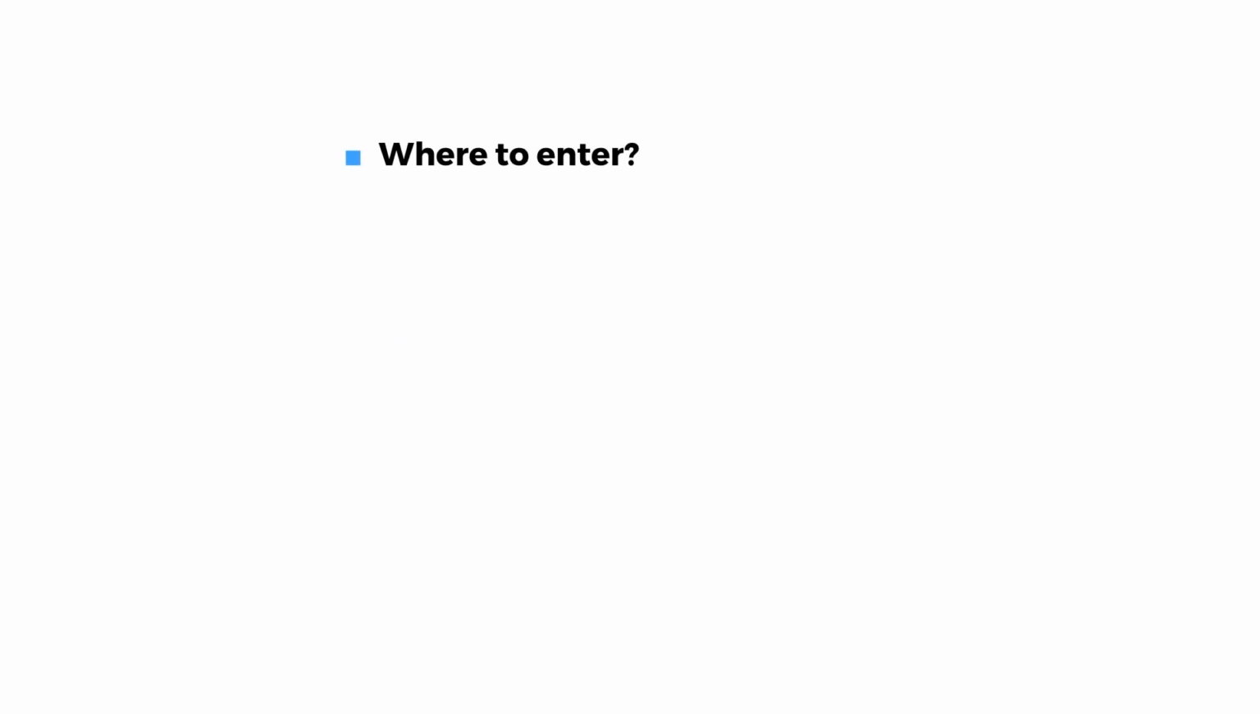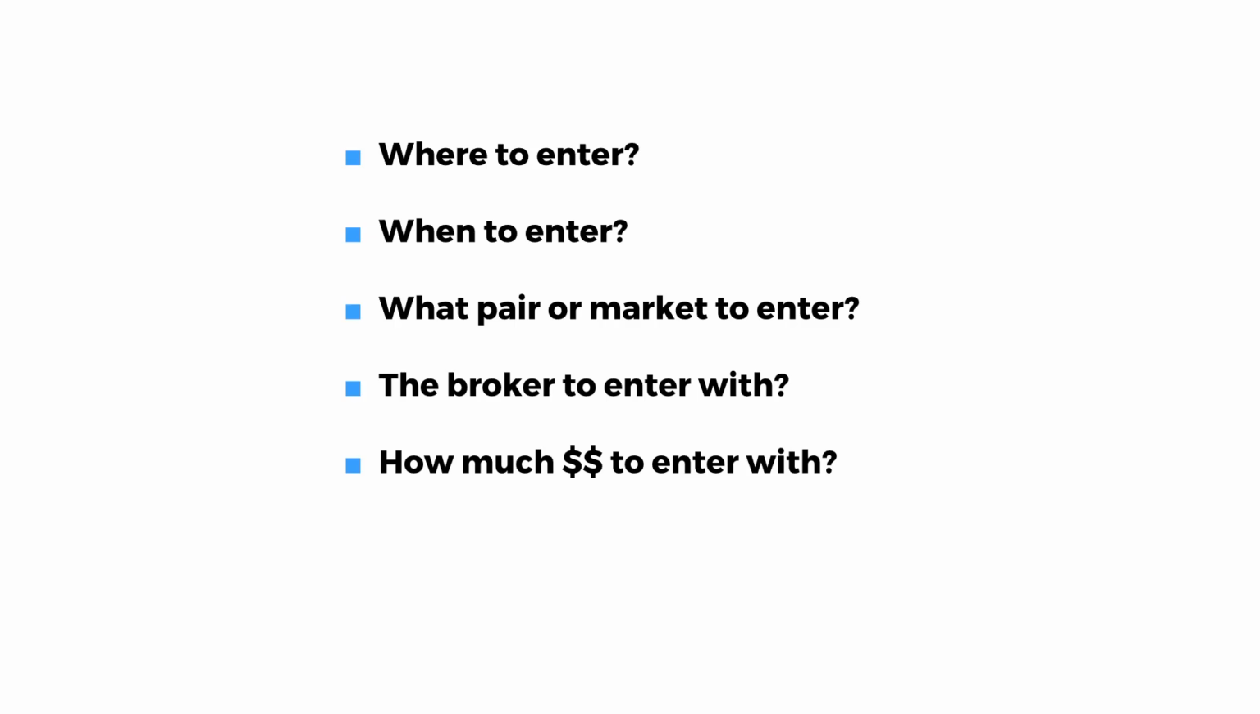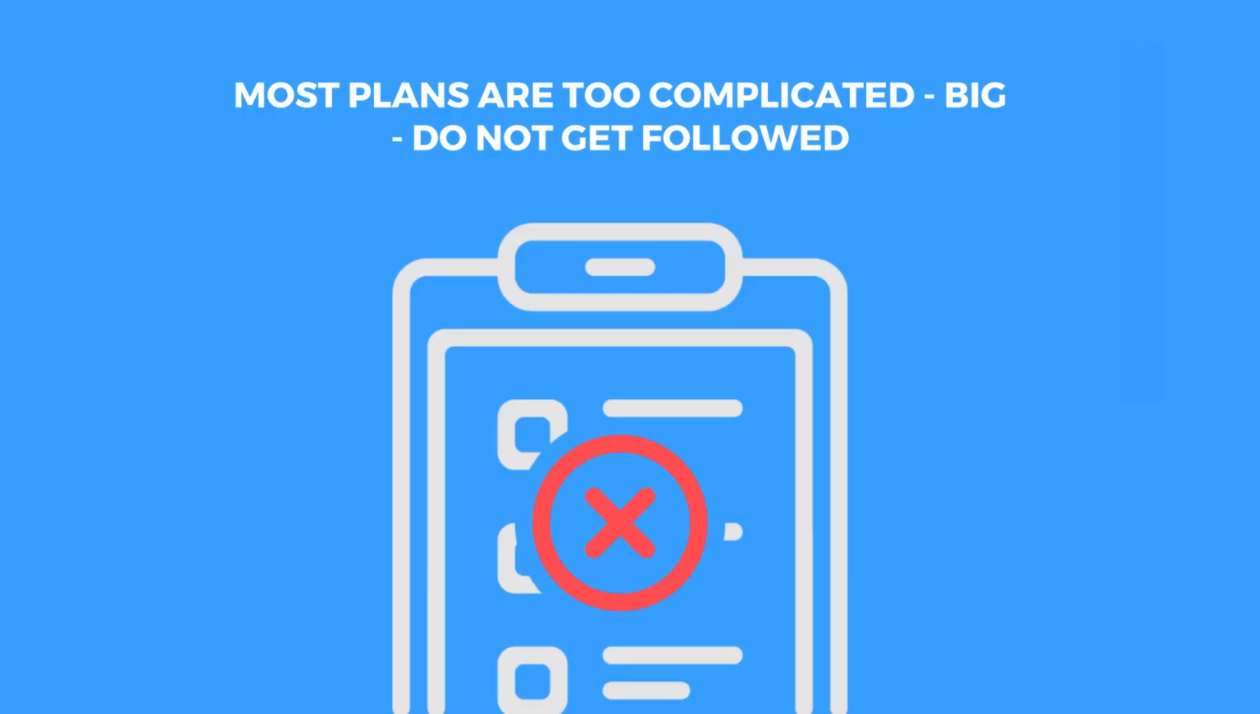The market doesn't tell you where to enter. It doesn't tell you when to enter, what market or what pair to enter. It doesn't tell you who you should be entering with and how much money. This is why most plans get way too complicated, and that's why most traders, when they enter the market, realize after a while, once they start to learn, that they do need a plan. They need to start writing their rules down. But once they start having a few losses and get hectic in the market, they soon throw that plan away.